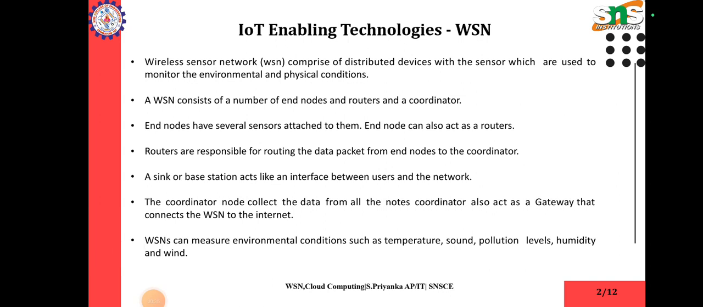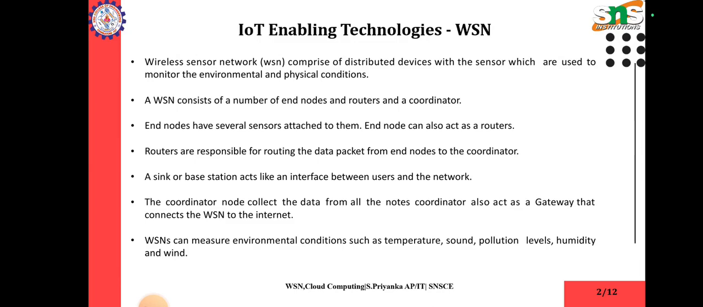Wireless sensor networks, known as WSN, comprise distributed devices with sensors which are used to monitor environmental and physical conditions. A WSN consists of a number of end nodes, routers and a coordinator. End nodes have several sensors attached to them. End nodes can also act as routers. Routers are responsible for routing the data packets from end nodes to the coordinator.